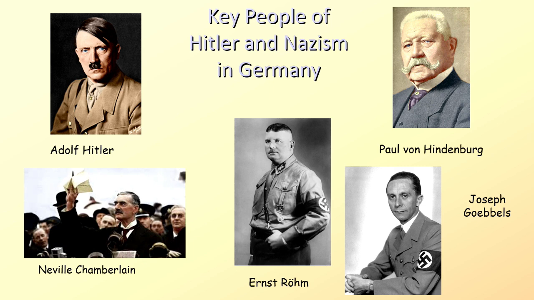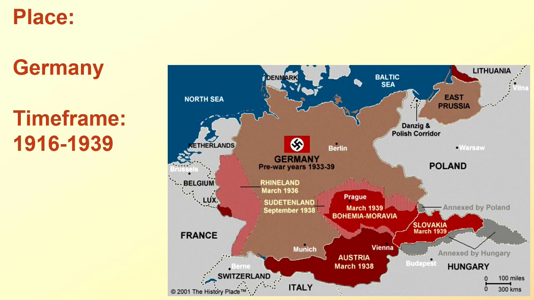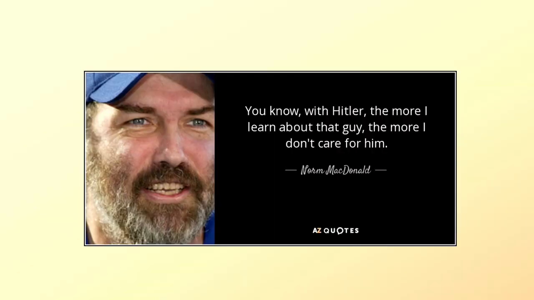Key people of Hitler and Nazism in Germany: Adolf Hitler, of course, Neville Chamberlain, Ernst Röhm, Joseph Goebbels, and Paul von Hindenburg. Key concepts: National Socialism, Nazism, appeasement, then the Enabling Act, the Axis powers, the Munich Conference / Munich Pact, and the Non-Aggression Pact. Place, Germany, of course. Time frame, let's say 1916 or thereabouts to 1939.